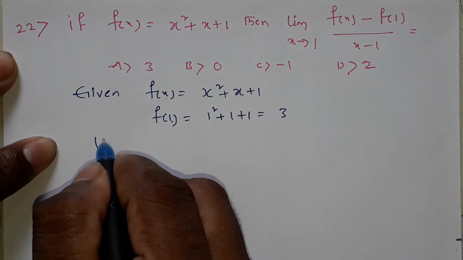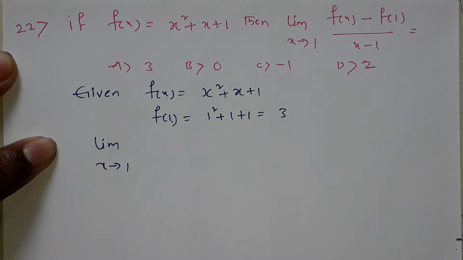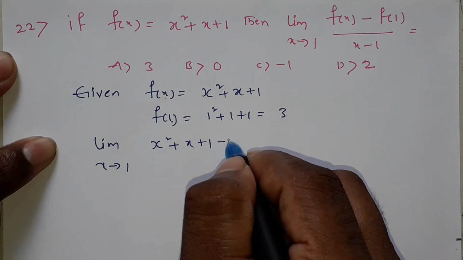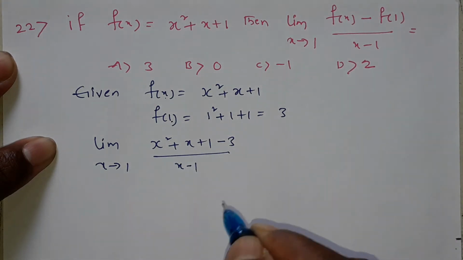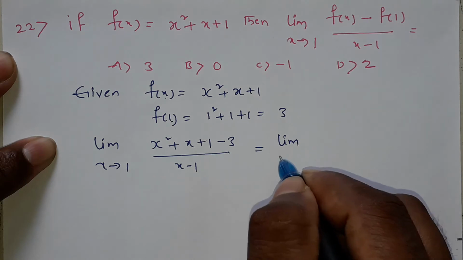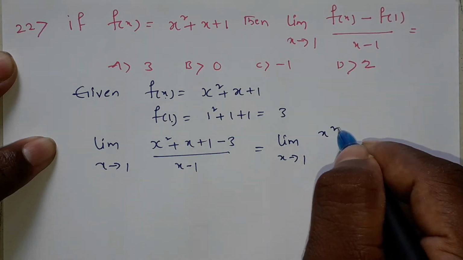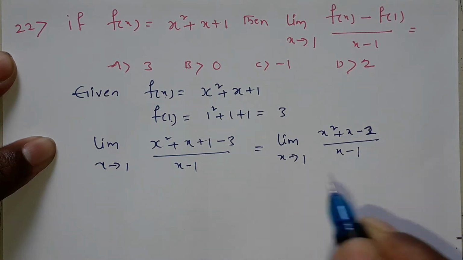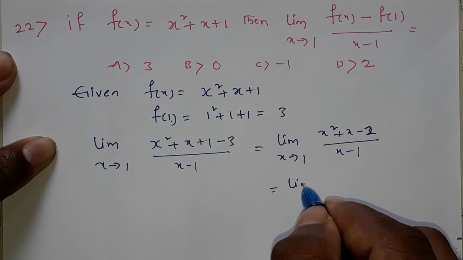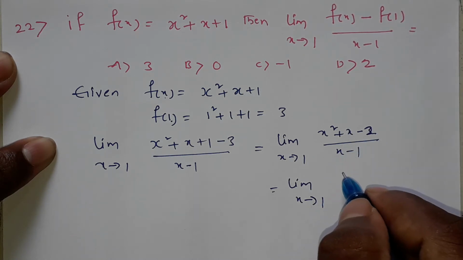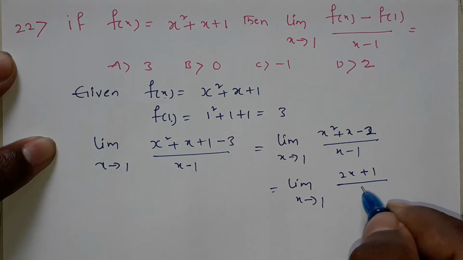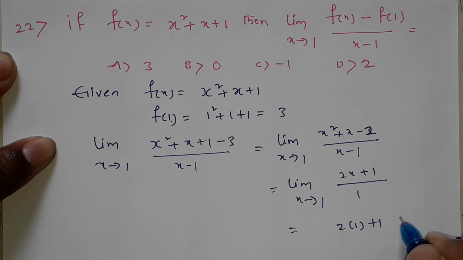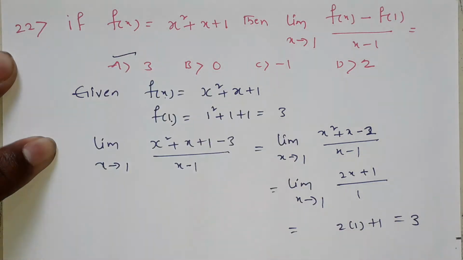Similarly, limit x tends to 1. In place of f of x we write x square plus x plus 1, and f of 1 value is 3, by x minus 1. Here limit x tends to 1, (x square plus x minus 2) by x minus 1. We apply the L'Hospital rule. The derivative of x square is 2x, plus 1. Apply the limit value: 2 of 1 plus 1. Total value is 3. Option A.